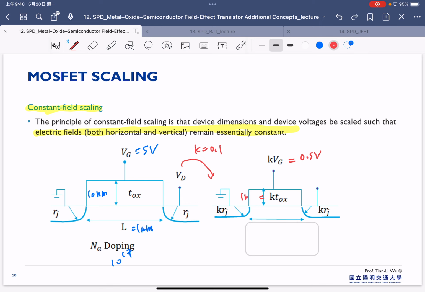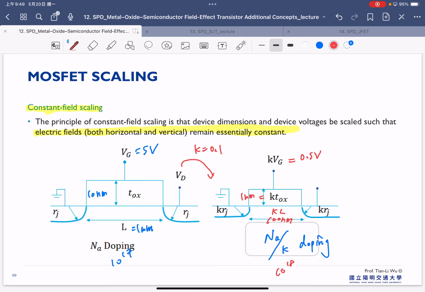So that's the concept of constant field scaling, and for sure this will be equal to 100 nanometer as well, because this is equal to KL. Still, we put the 0.1 factors here, and then the doping right now is changed. So now the doping becomes 10 to the 18. So that's the first idea to have the scaling rule based on the constant field.